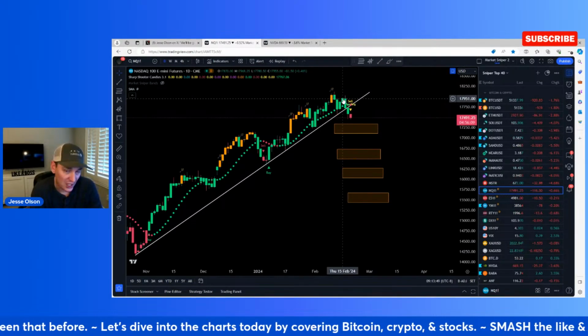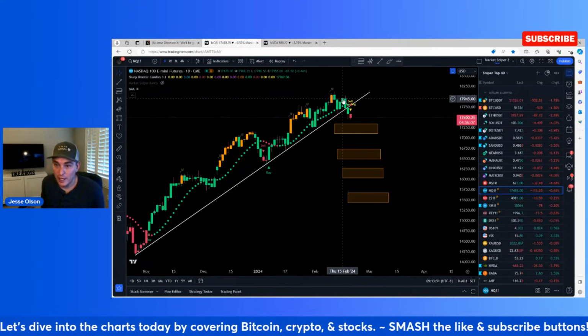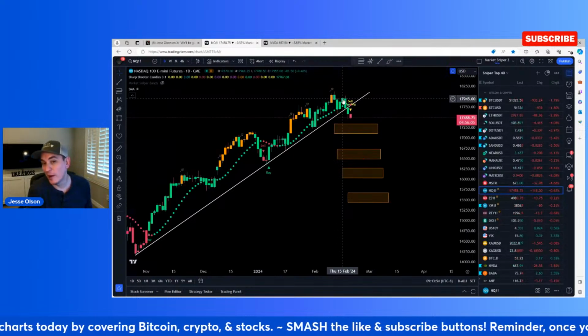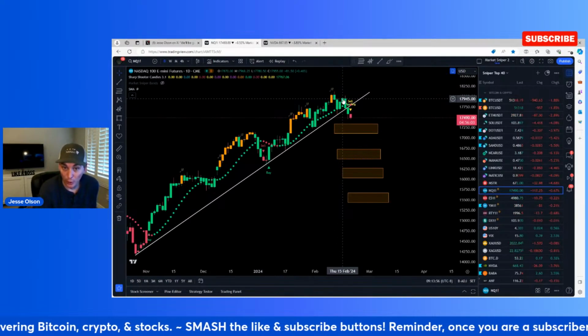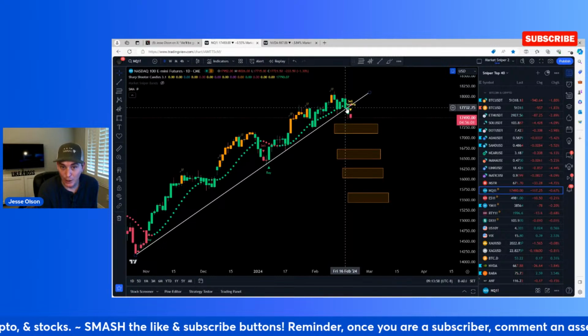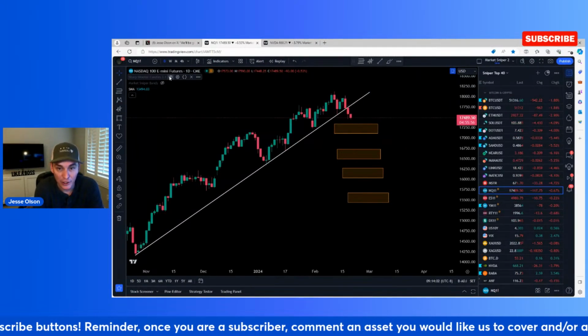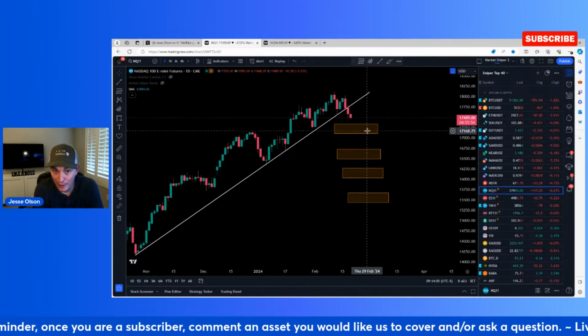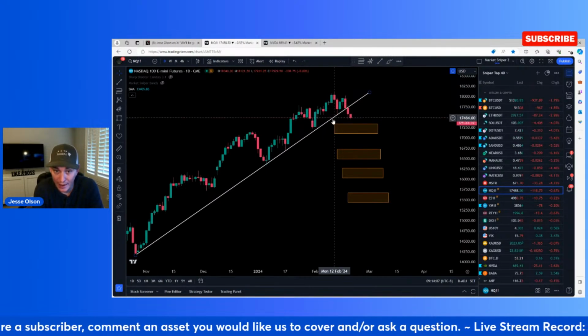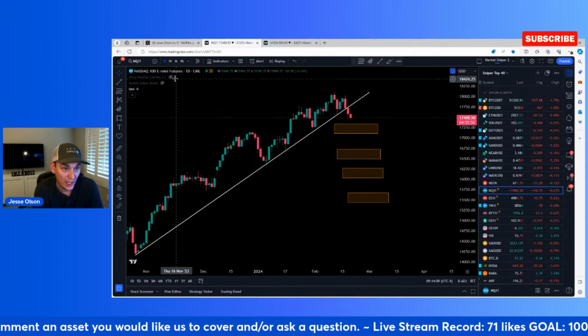We talked about this on the live stream. We talked about it in the Discord. We talked about it everywhere, right? This is a possible lower high, right? This candle was starting to look very bearish, right? If you take off the indicator just for a second, that's a bearish looking candle. Another breakdown from this upward trend line over here.